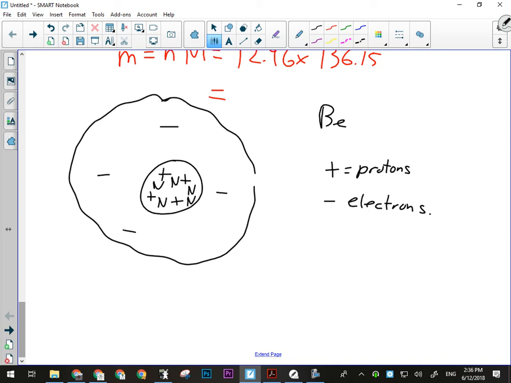I'm done. I just drew the de Broglie model of beryllium with all the correct number of particles in their proper places: neutrons and protons in the nucleus, electrons in the cloud. Do you have to label it like that? I didn't say I was going to ask you to do that. So that's models. What else?